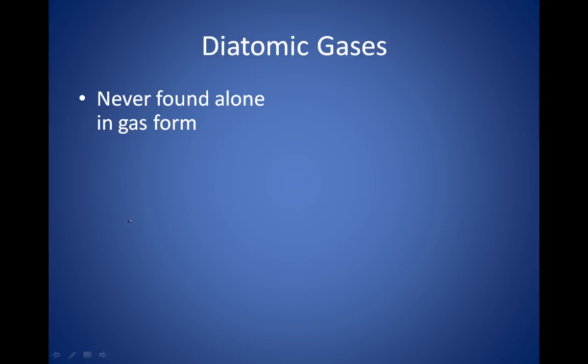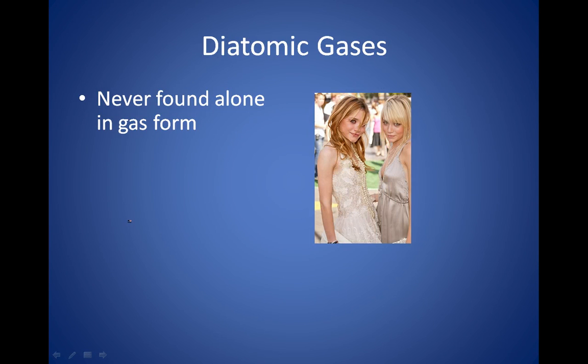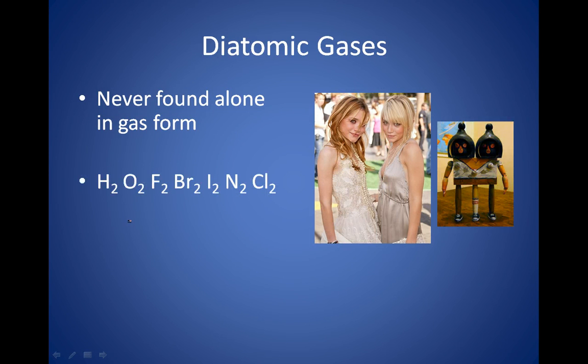Okay, before we do another calculation, I need to talk a little bit about diatomic gases. There are some gases, some elements that are too unstable to exist alone as gases. It's kind of like Mary-Kate and Ashley Olsen or Siamese twins. These elements can't stay by themselves. If it's just hydrogen or just oxygen or just fluorine, they'll always find another atom of the same type to glob onto in order to be more stable.